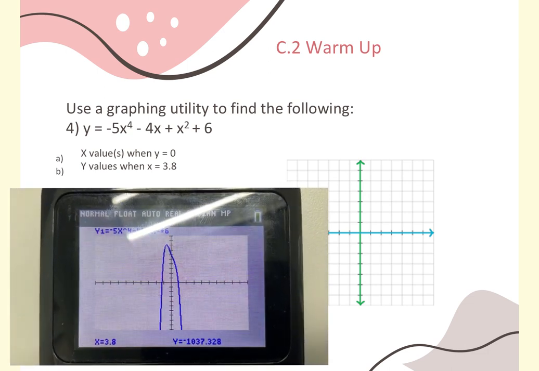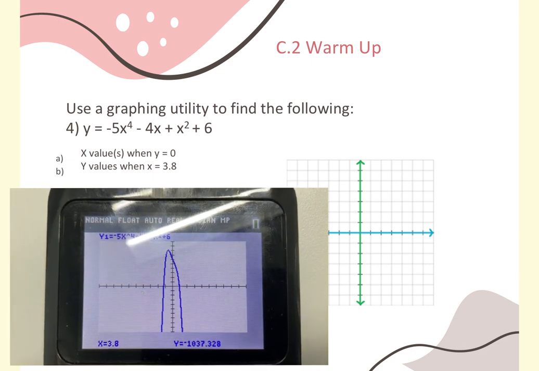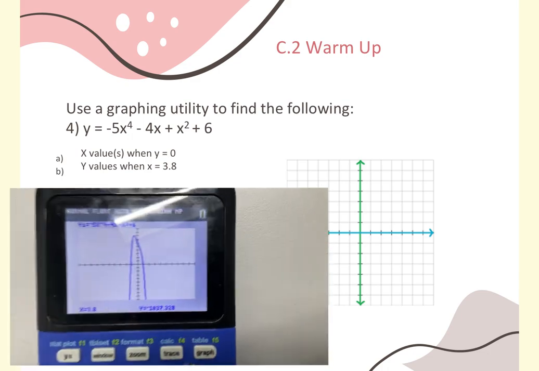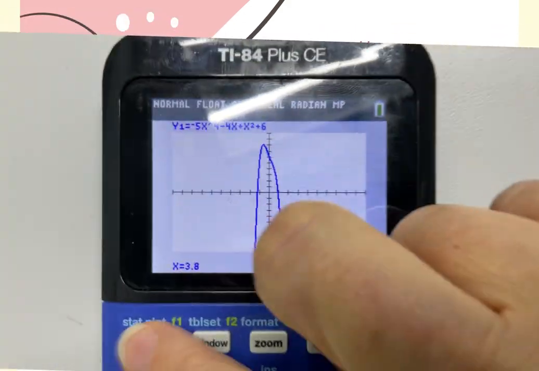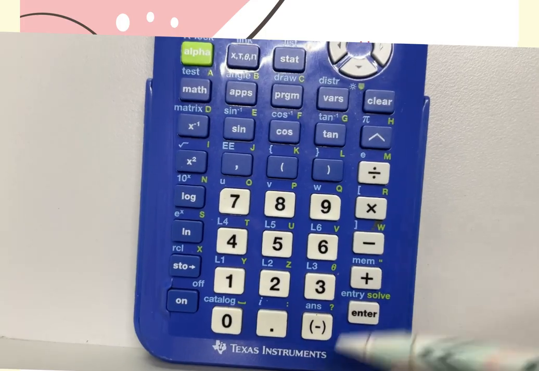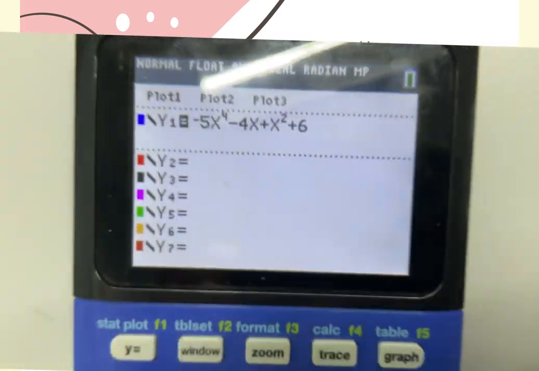If I want to find the x values when y is 0, that's the same thing as saying x-intercepts. That's the same thing as saying zeros. So I would go to my graph. Make this a little bit bigger, okay? On this graph, first of all, my y equals look like this, okay? When you lead with a negative, it cannot be this negative. It has to be this negative. Your calculator will give you an error when you lead with a negative.